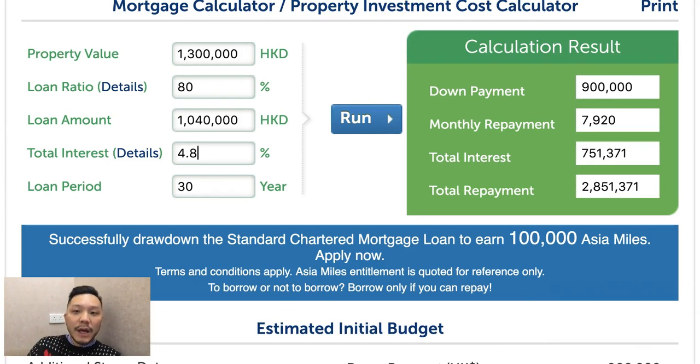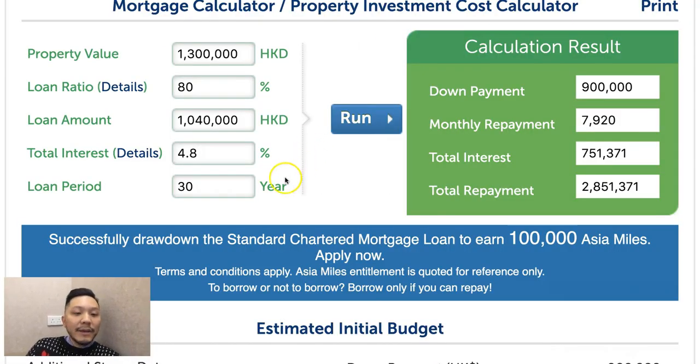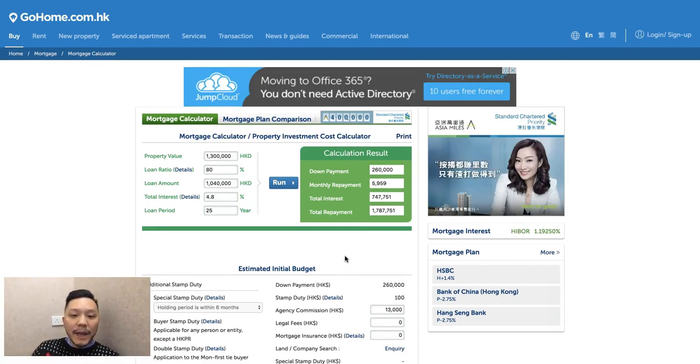Around 4.8 is around 3 plus 1.8, which is 4.8. So you plug it in, and then I would usually plug in 25 years, unless you're not young anymore, because I'm turning the next round up, age 40. So 25 is okay, because 25 plus 40 is 65, but I'm not 40, okay? So run.